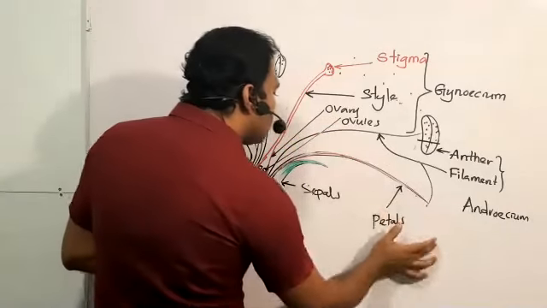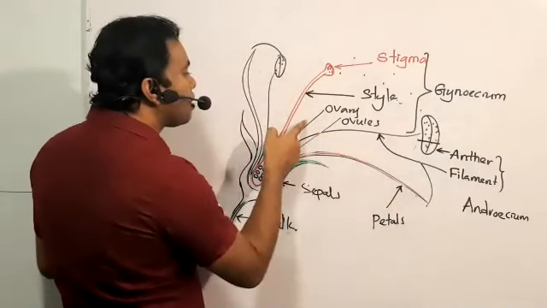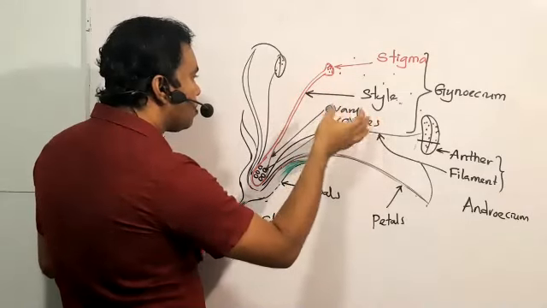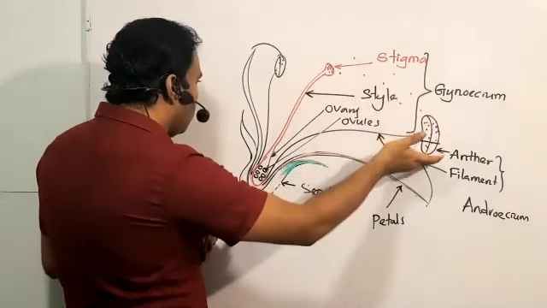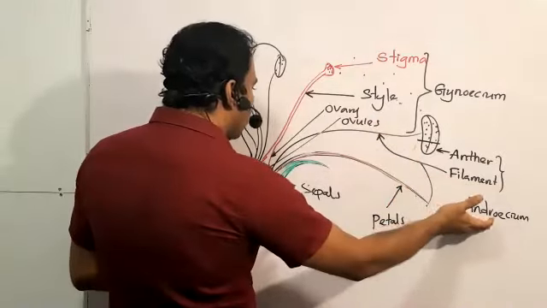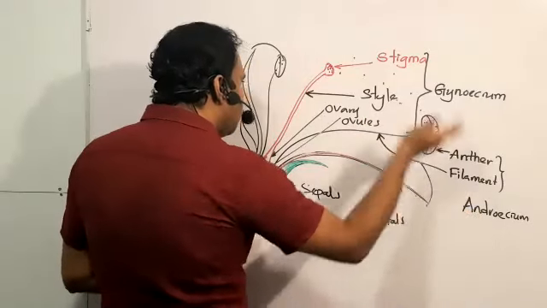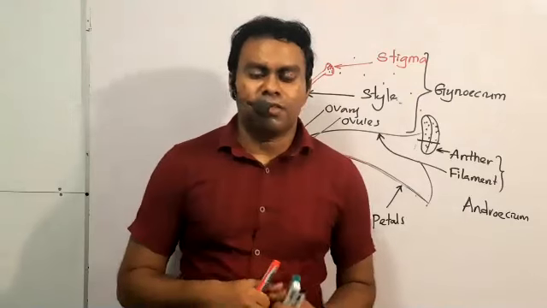But when we consider petals, what are the internal parts? Ovary, ovules, and style. Stigma. So that's gynoecium. Other one? Androecium, the anther and the filament. Anther and the filament means androecium. So, simply, petals protect androecium and gynoecium. So, they are the internal parts of the flower. Very good.